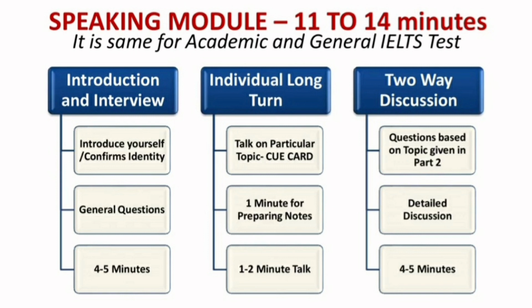Part 2. Individual long turn. The time duration for part 2 is approximately 3 to 4 minutes. The examiner gives you a task card, also known as a cue card, and asks you to talk about a particular topic and which includes points you can cover in your talk. You are given 1 minute to prepare your talk and are given a pencil and paper to make some notes. You are supposed to talk for 1 to 2 minutes on the topic. Same will be recorded.